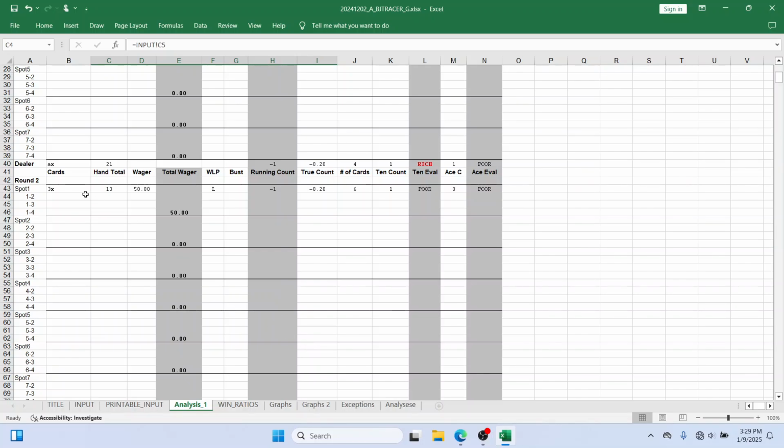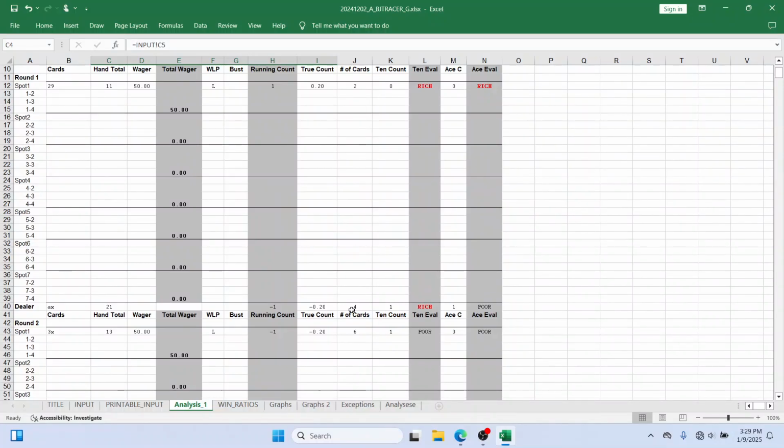Okay, on the dealers, after the dealer received their cards, you can also see the numbers here as well. Number of cards played is 4. You see the running count is now -1. The 10 count is 1, still rich. Ace count is 1, poor.